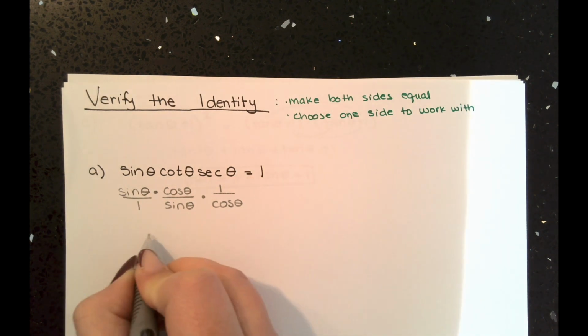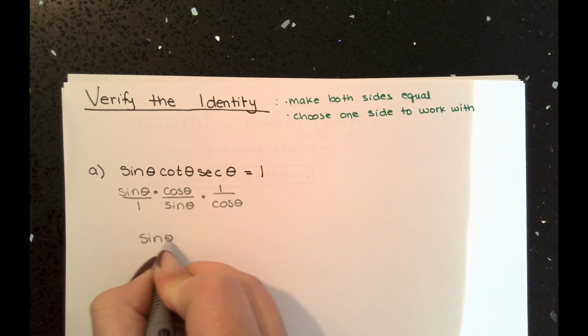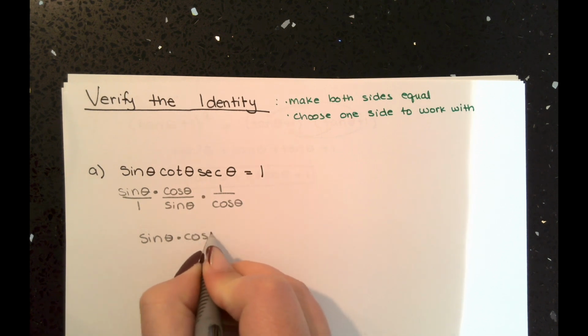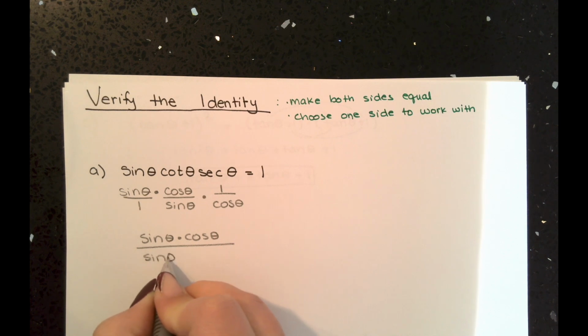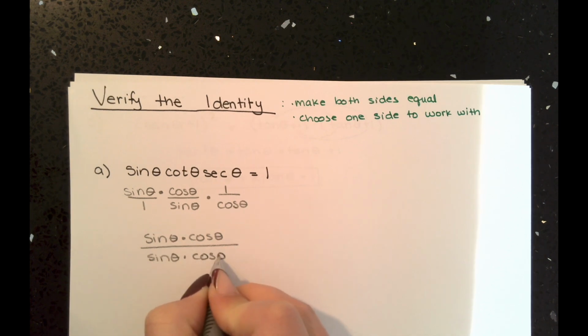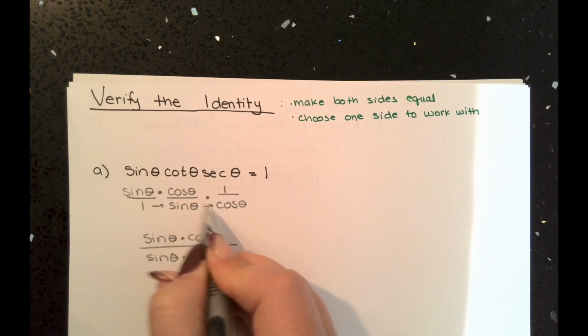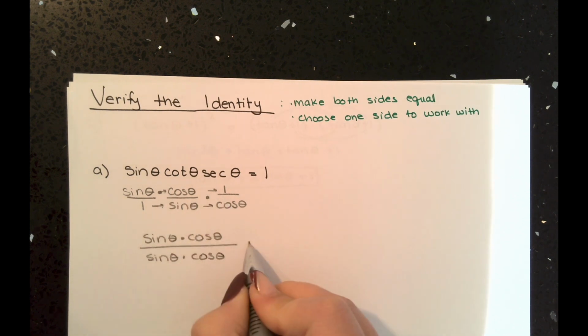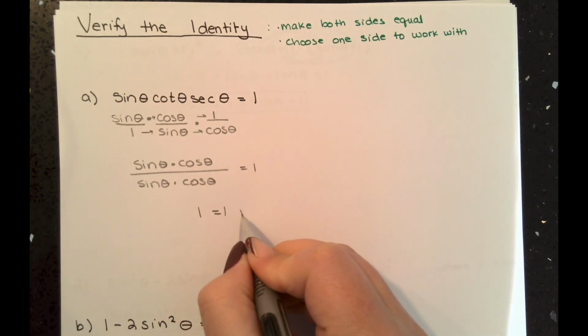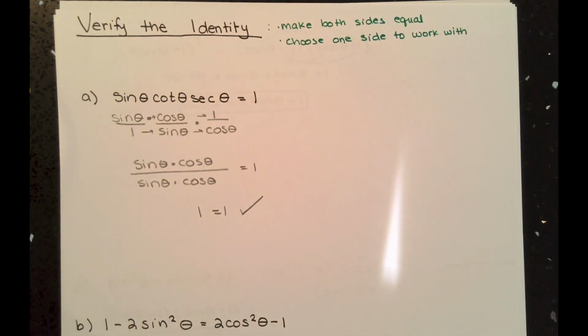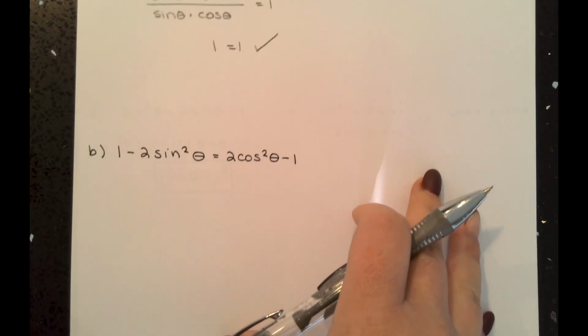Making everything into a fraction, we have sine of theta times cosine of theta times 1 over sine of theta times cosine of theta. So I'm just multiplying across. Equals 1. So we have 1 equals 1. Therefore, we have verified the identity. Last question here.